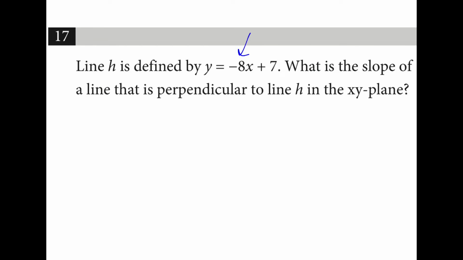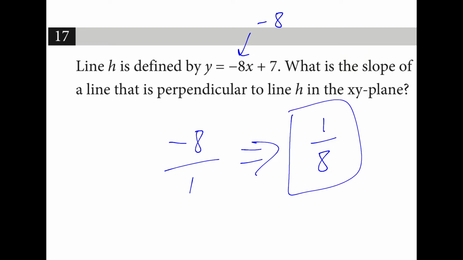Line H has a slope of negative 8. That's the coefficient in front of x. So you could also consider this as negative 8 over 1. To find the perpendicular slope, I flip it and I take the opposite. So we're looking for a slope that is 1/8, and that's the answer.